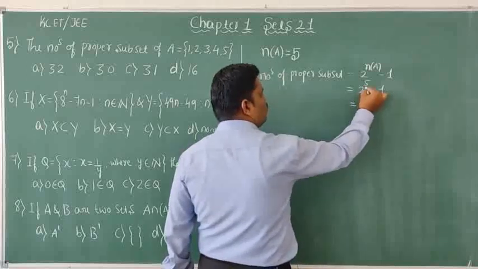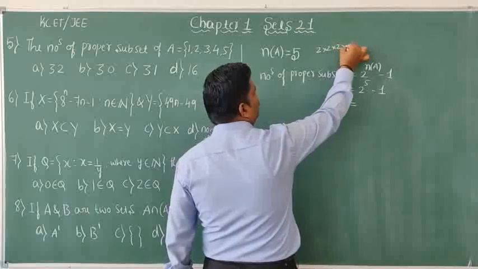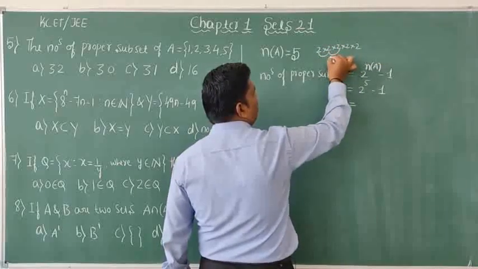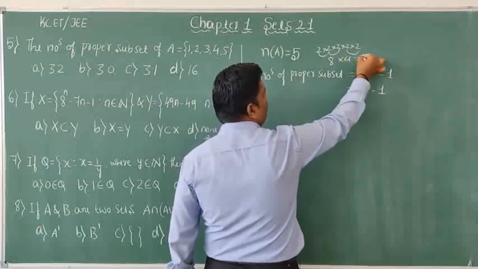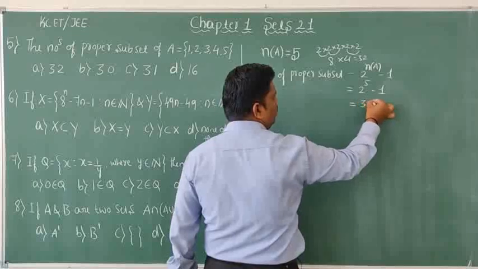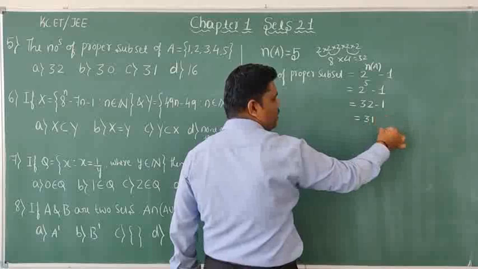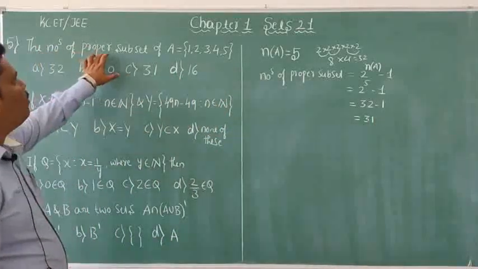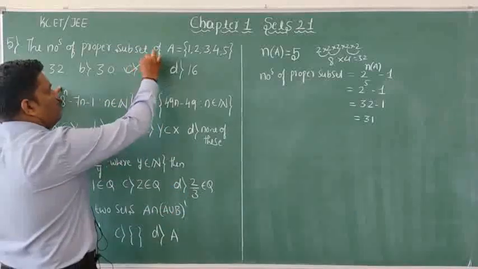That's equal to 2 to the power 5, which is 2 into 2 into 2 into 2 into 2. Okay, 2 into 2 into 2 is 8. 2 into 2 is 4. 8 into 4 is 32. So 32 minus 1, that's equal to what? 31. This is the number of proper subsets of the given set A: 31.